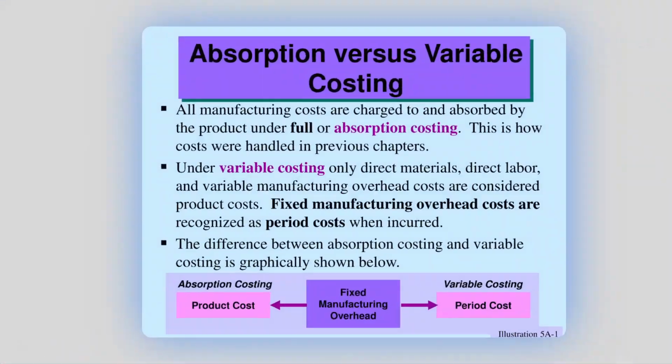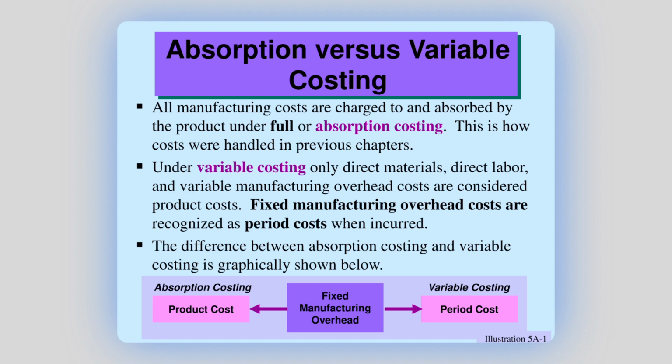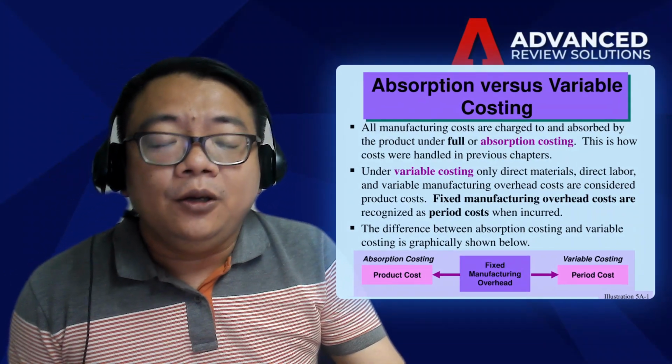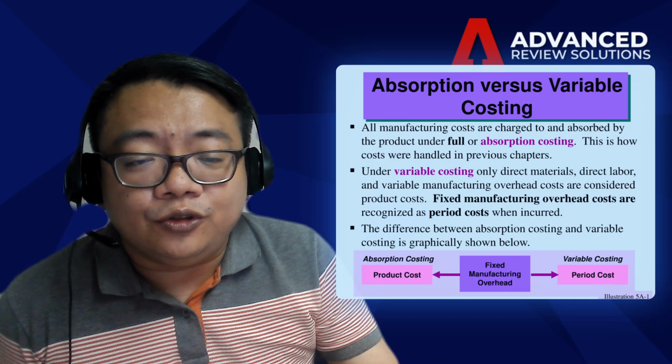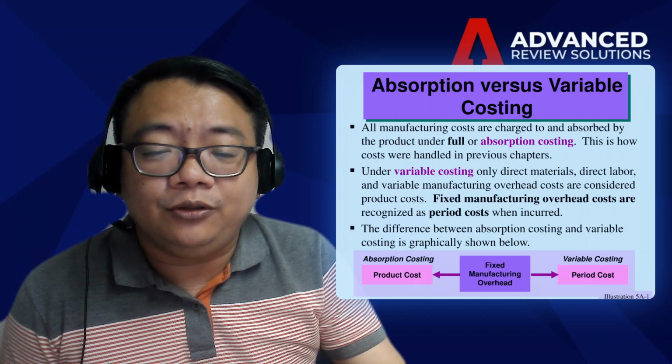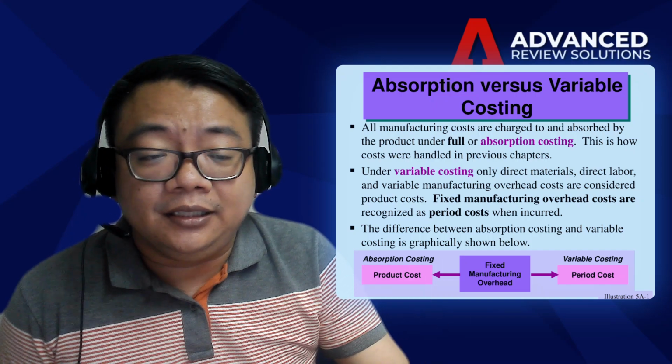The treatment of our fixed manufacturing overhead: under absorption costing, it is considered a product cost. While in variable costing, the fixed manufacturing overhead is considered a period cost. Meaning to say, under absorption costing, it is part of your inventory and eventually becomes part of your cost of goods sold, while in variable costing, it is expensed outright. Yan, class, ang pagkakaiba ng dalawa.